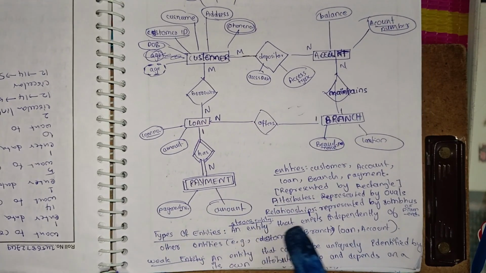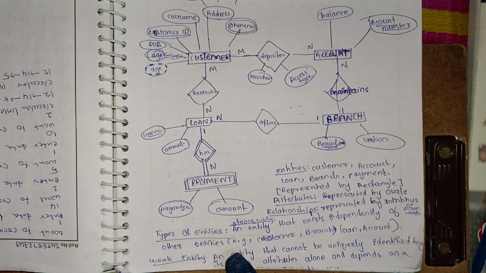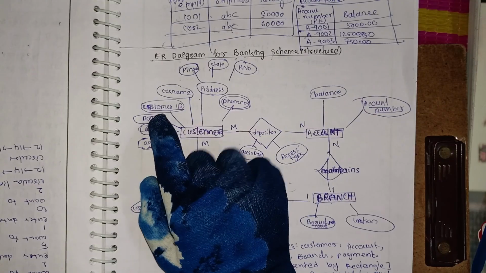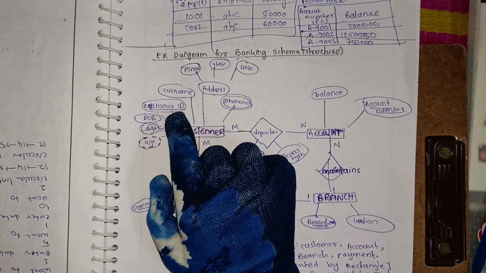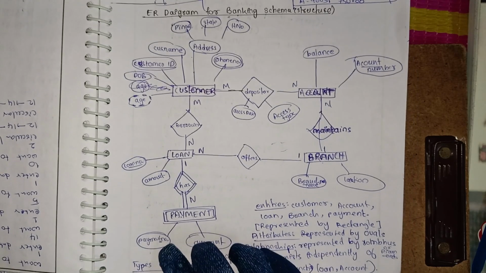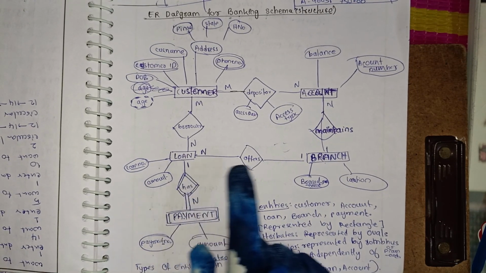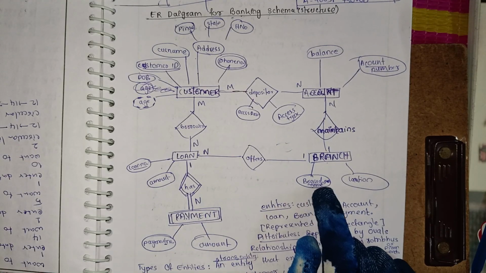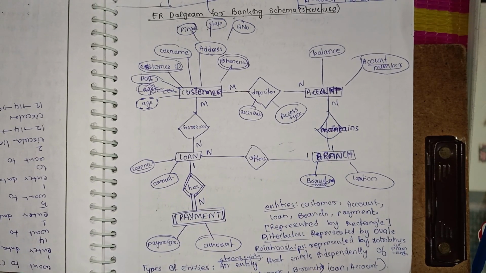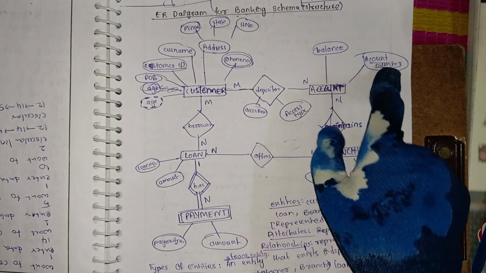Strong entity: an entity that exists independently of other entities, which means it has a primary key. Customer has a primary key, customer ID, which is underlined. Branch has a primary key, branch name, loan has a primary key, loan number, and account has a primary key, account number.